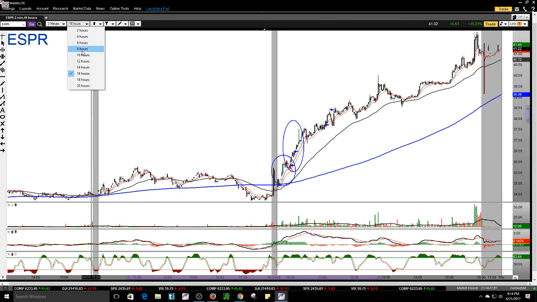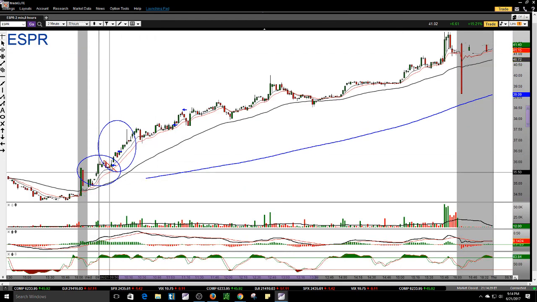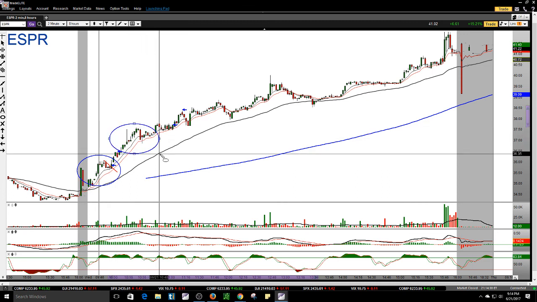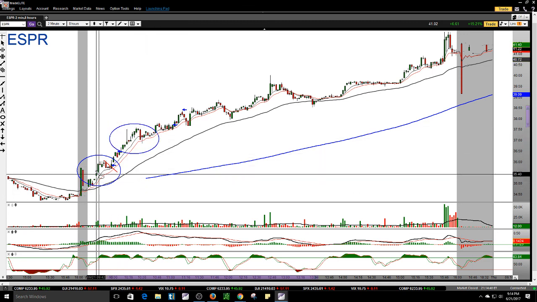So this person may have gotten some of the moves that were a little bit bigger. Let's move this out. Actually, let's circle these. We're just saying these are the 1-minute traders, right?